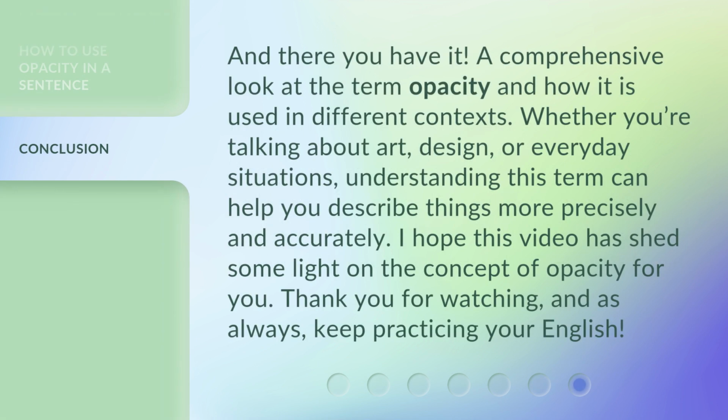And there you have it. A comprehensive look at the term opacity and how it is used in different contexts. Whether you're talking about art, design, or everyday situations, understanding this term can help you describe things more precisely and accurately. I hope this video has shed some light on the concept of opacity for you.